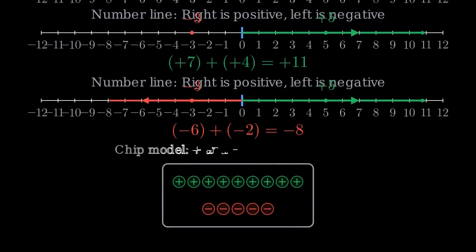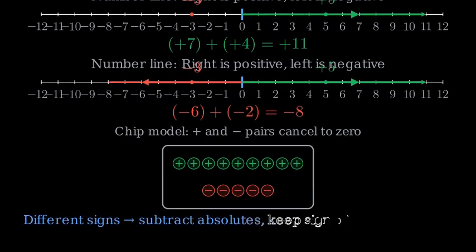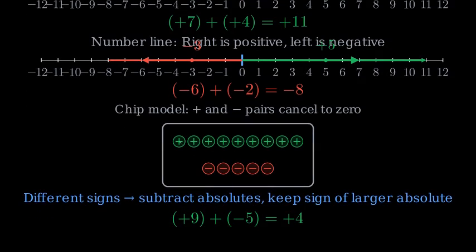Rule 2. When you add numbers with different signs, subtract the smaller absolute value from the larger absolute value, and keep the sign of the number with the larger absolute value. A great way to see why is with a chip model. A plus chip and a minus chip together make 0. Consider +9 plus -5. Pair 5 plus chips with 5 minus chips. They cancel to 0. You have 4 plus chips left, so the answer is +4.